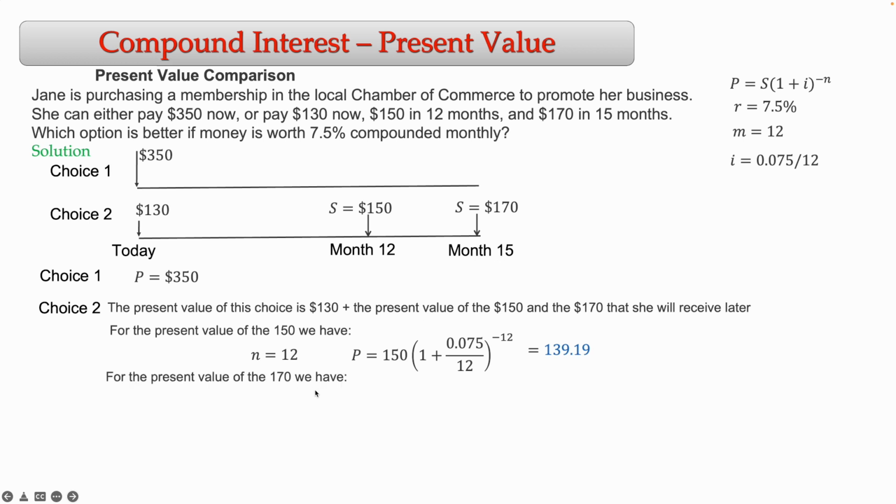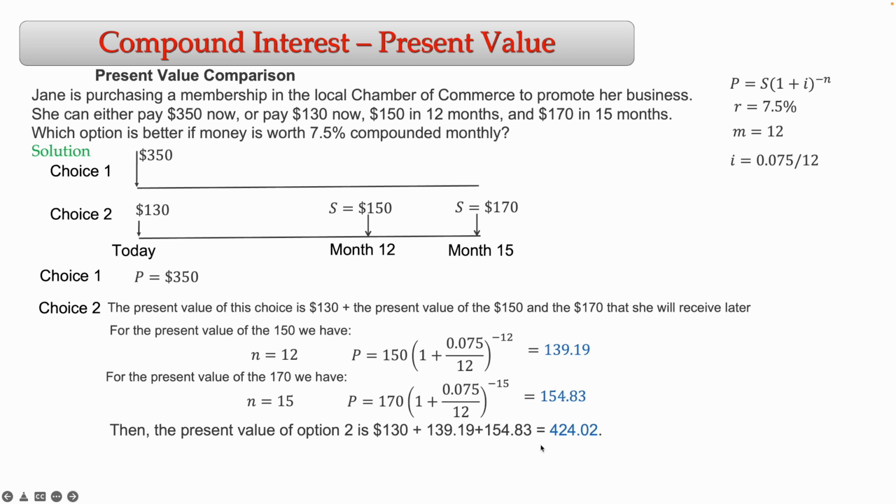Do the same with this 170, but in this case, n will be equal to 15. So for the 170, n equals 15 because there will be 15 months from here to month 15. Then P will be 170 times 1 plus the same interest to the power negative 15. I do that in my calculator and the answer is 154.83. So the net present value of the second choice is adding together 130, plus 139.19, plus 154.83. I add together all these numbers and I found that it's 424.02.